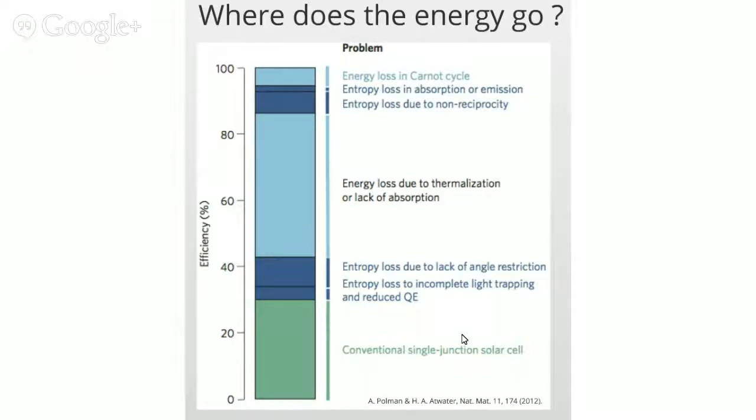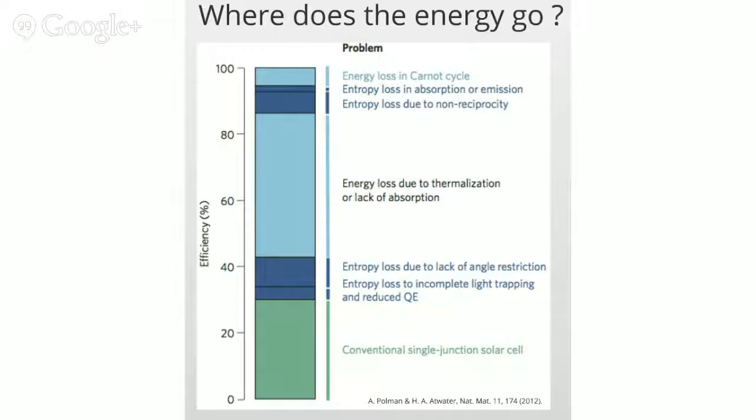So this plot shows essentially where the energy goes. Of course, the total is 100%. You start from the bottom. A conventional single junction solar cell can absorb something like 27 or maybe close to 30%. That's the absolute limit, with ideal 100% absorption. Okay? That's the green part. That's what you can get if you really, really work hard on making your single junction silicon cells perfect.